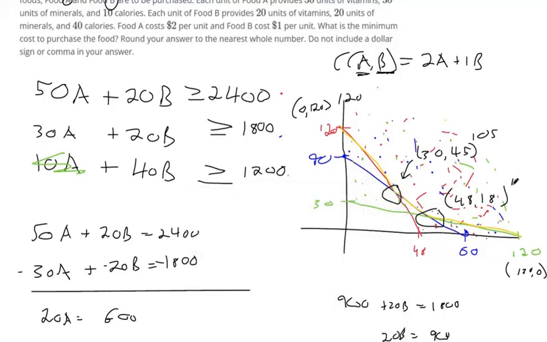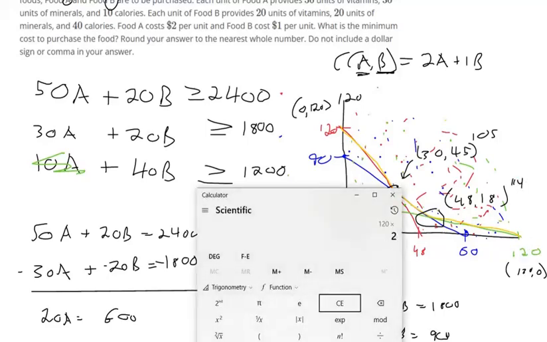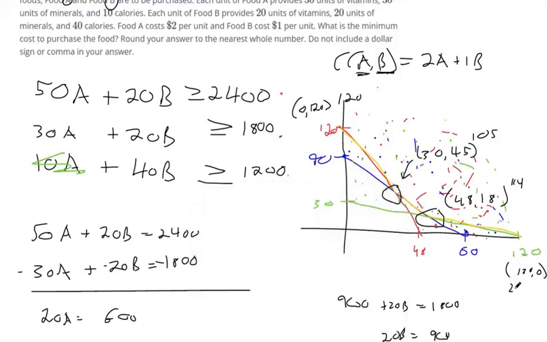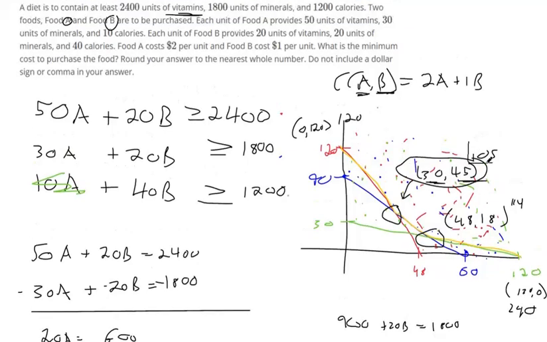This one's 114. And the last one, plug in 120 in for A. That's not going to be it. That's 240. Okay. So the one that minimized the cost was this one. So you should buy 30 units of A, 45 units of B. Sorry, so the problem said, what is the minimum cost? We found out 105 is the smallest cost.